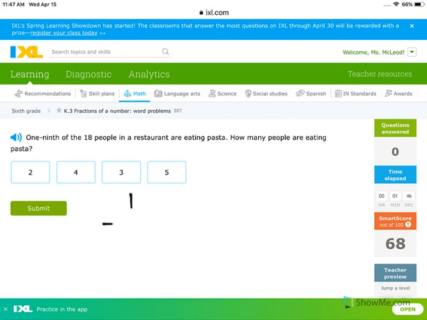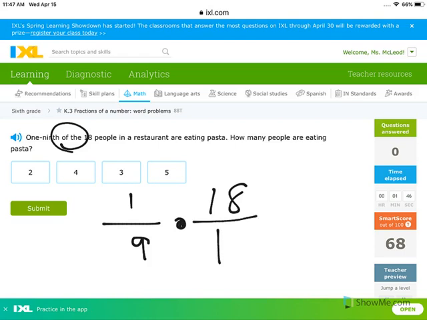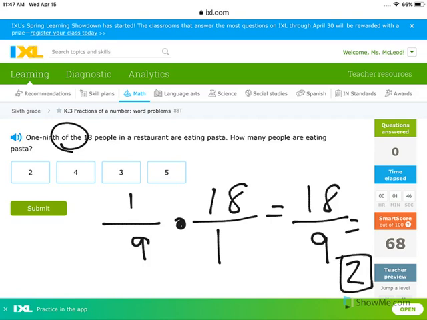So you're going to do 1/9 of, it's another sign that you're multiplying, 18. We put all whole numbers over 1. 1 times 18 equals 18, and 9 times 1 equals 9. When you divide 18 divided by 9, you get 2. 2 is your answer.